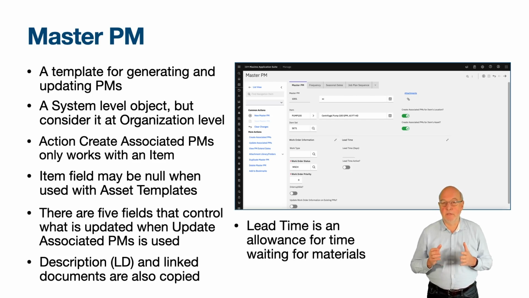Lead time is the additional time needed to prepare for work orders generated from a PM and is an allowance normally associated with items or services that need to be purchased. Think of this as the number of days that a work order might be expected to be in a waiting for material state.